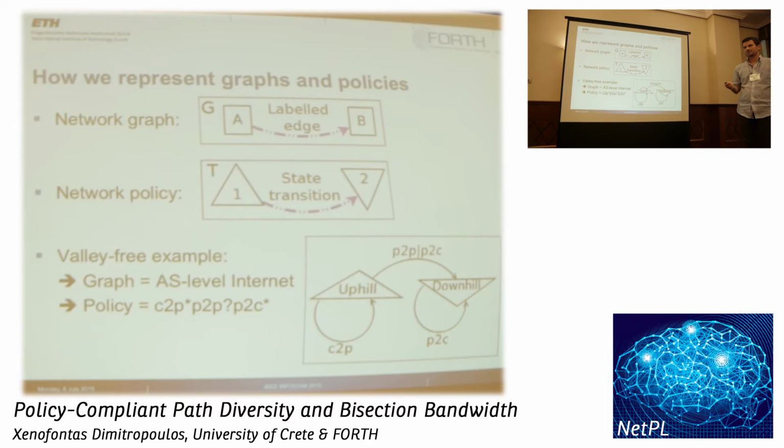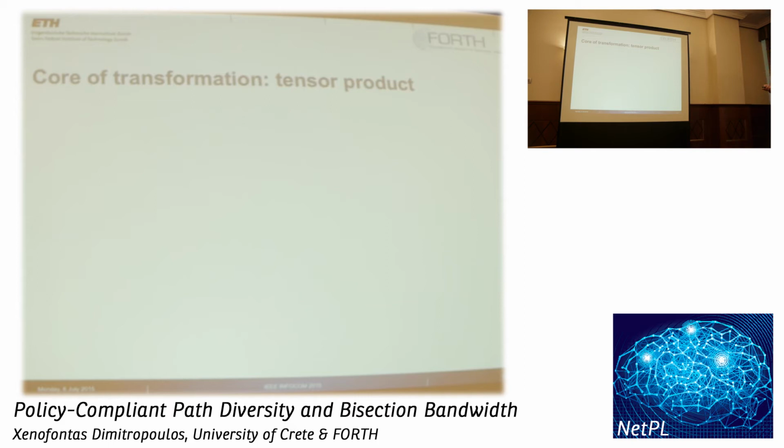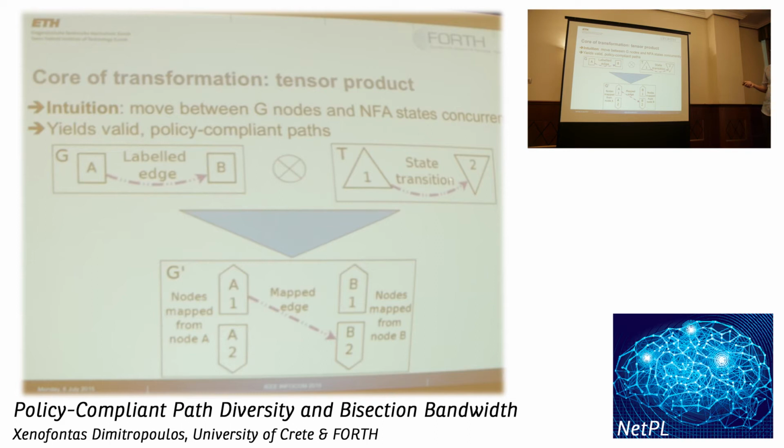cannot make. So the core of the transformation is a tensor product between the two graphs, the graph that represents the network and the graph that represents the NFA and the policy. And the intuition is that in the transformed graph, transitions encode both topological transitions in the network as well as transitions in the state space that encodes the policies. So this is the tensor product that corresponds to these two input graphs.